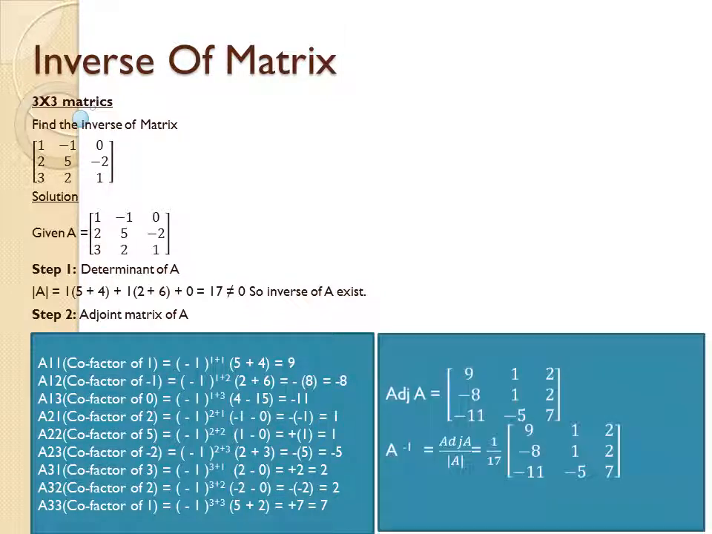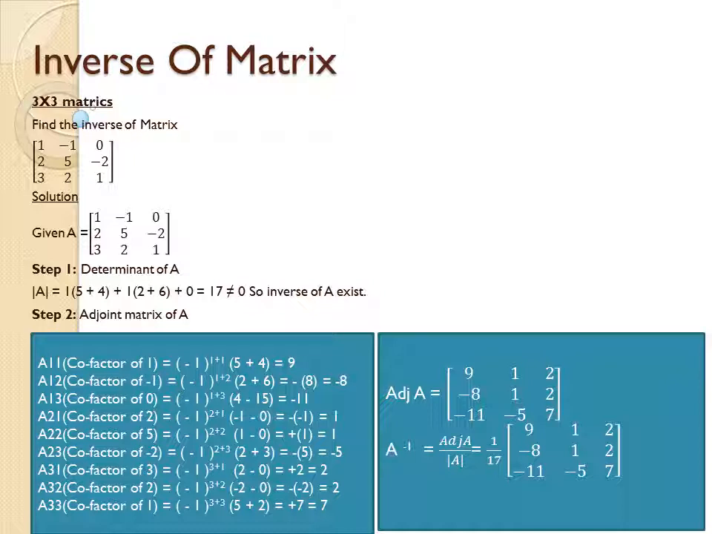Now I will write down the adjoint matrix. Adjoint matrix is the transpose of the cofactor matrix. So I will write 9 1 2, minus 8 1 2, and minus 11 minus 5 7. So this thing is done.